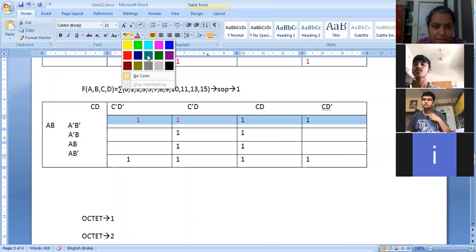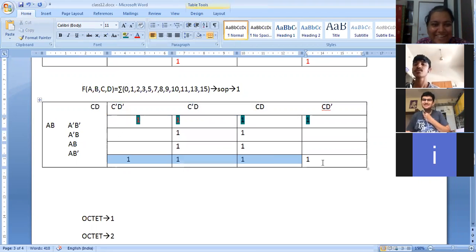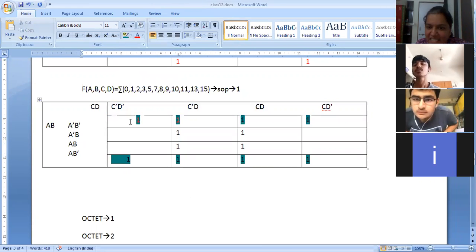Why highlight? Okay. It is a little, you know, not so good, but it's okay.